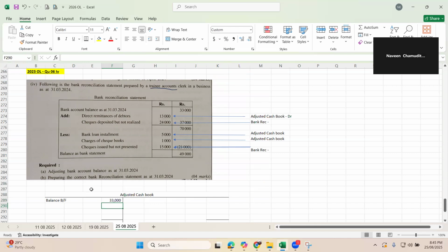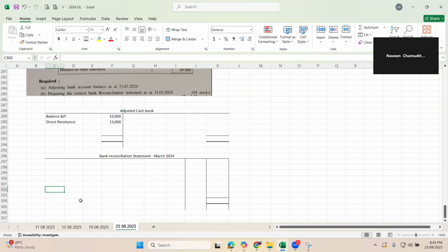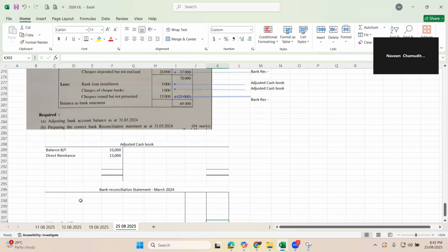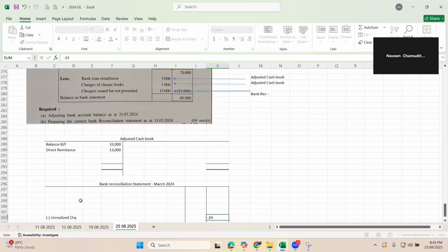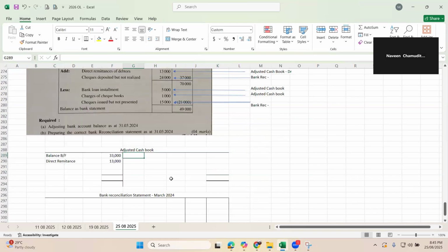Then what are the things coming here? Direct remittance, it's a receipt. Debit to here, 13,000. Check deposited but not realized, it's not a positive figure, it's a minus figure here. Unrealized checks, 24,000. Then bank loan installment, again, it's a payment here.